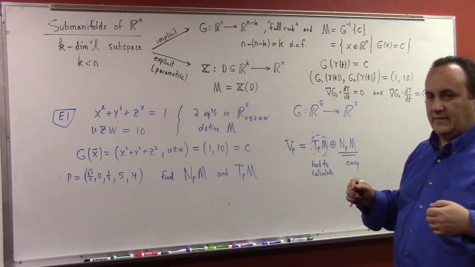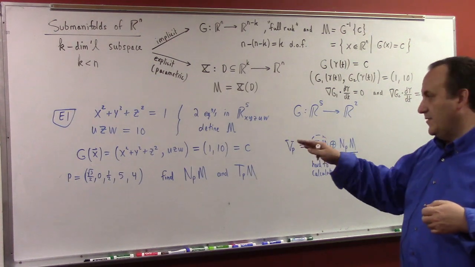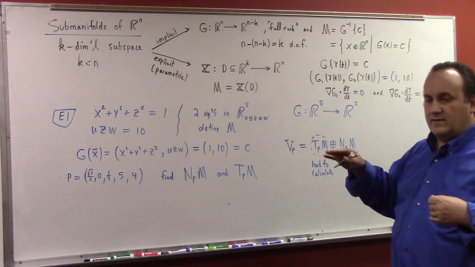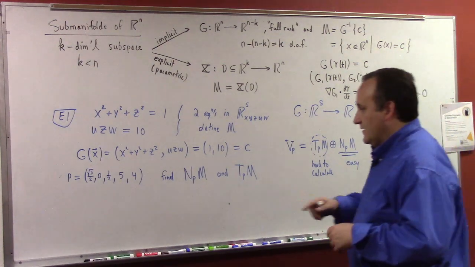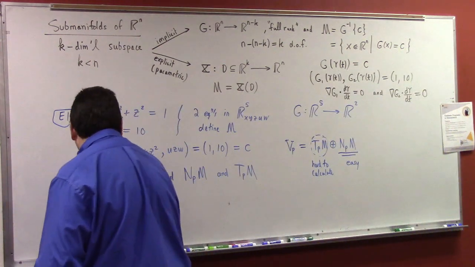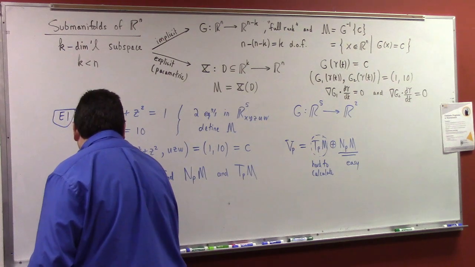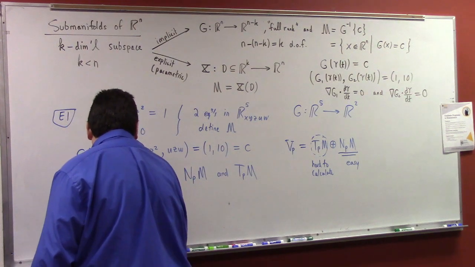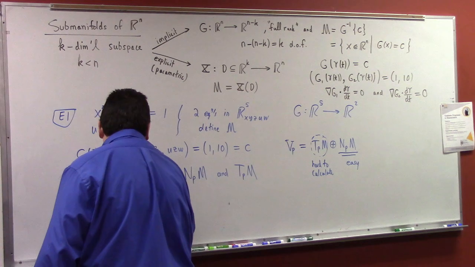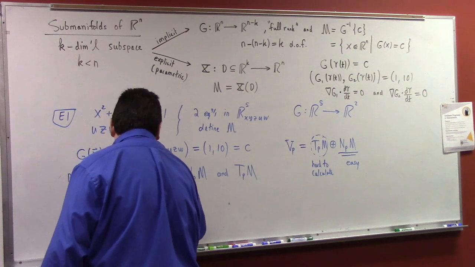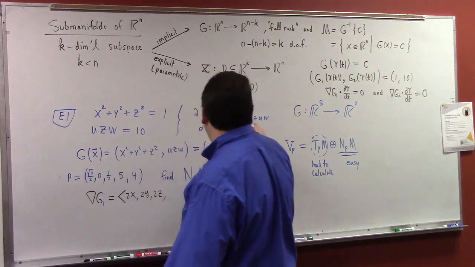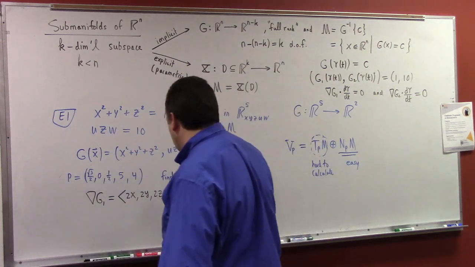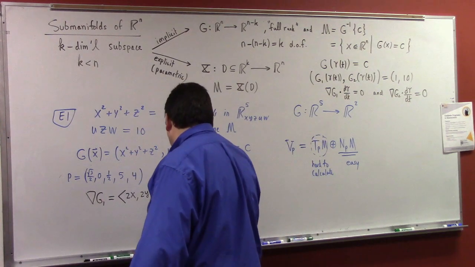The gradient of the level function, the gradients of the component level functions, give you normal vector fields. So for this one, the gradient of G1 looks like 2x, 2y, 2z. There is no u and w dependence here, so I just do 0, 0.